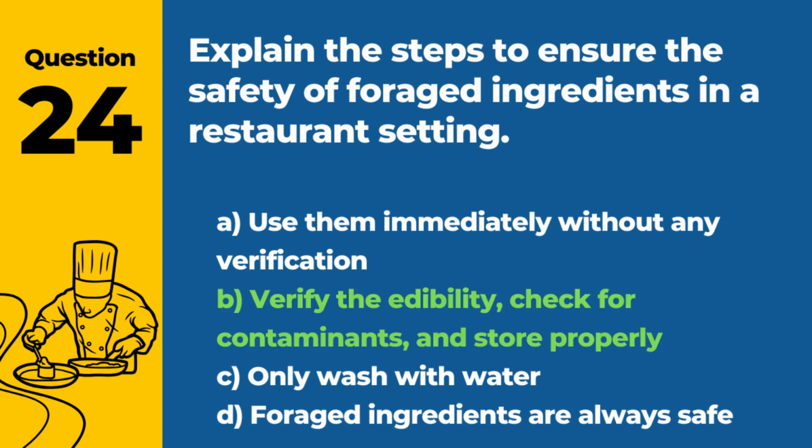Answer B. Verify the edibility, check for contaminants, and store properly. Ensuring the safety of foraged ingredients involves verifying their edibility, checking for environmental contaminants, and storing them properly to maintain safety and quality.